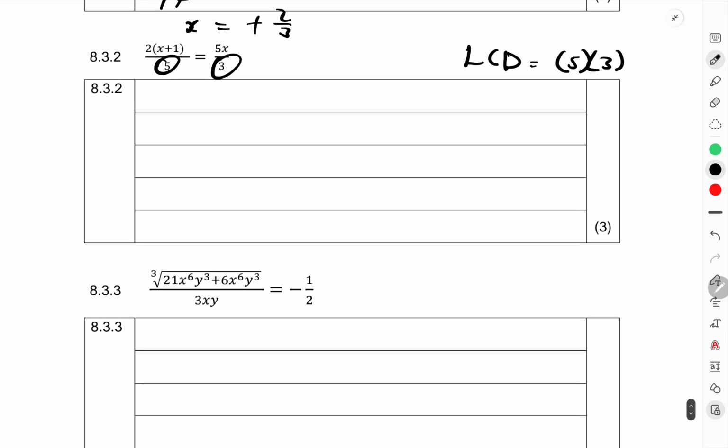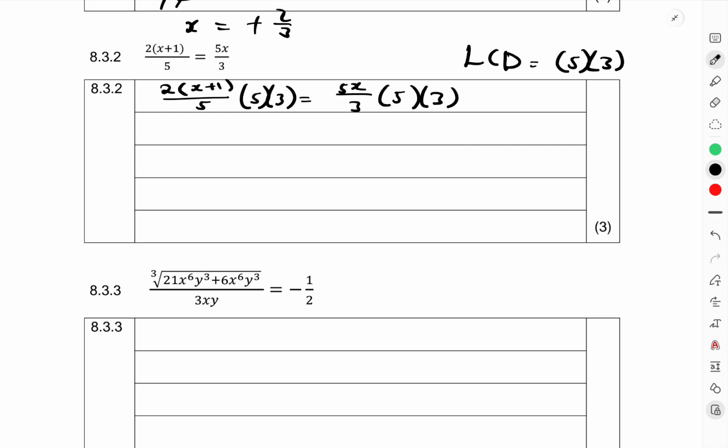Now, it means I'm going to have 2x plus 1 all divided by 5, which is equal to 5x over 3. You are going to multiply the left-hand side and the right-hand side with the same number, because whatever you do on the left, you should also do on the right. If you do it like that, nothing has changed. If I decide to multiply by 5 and 3 on this side, and 5 and 3 on this side, I did not change anything, because I multiplied by the same thing on both sides. Therefore, I did not change the meaning of my equation.